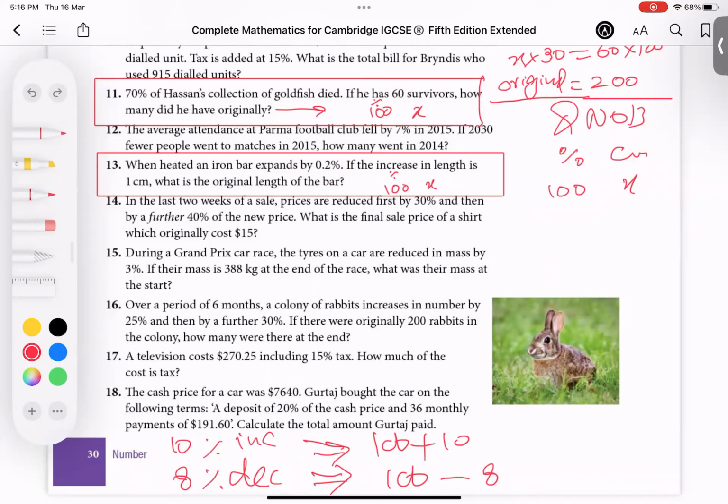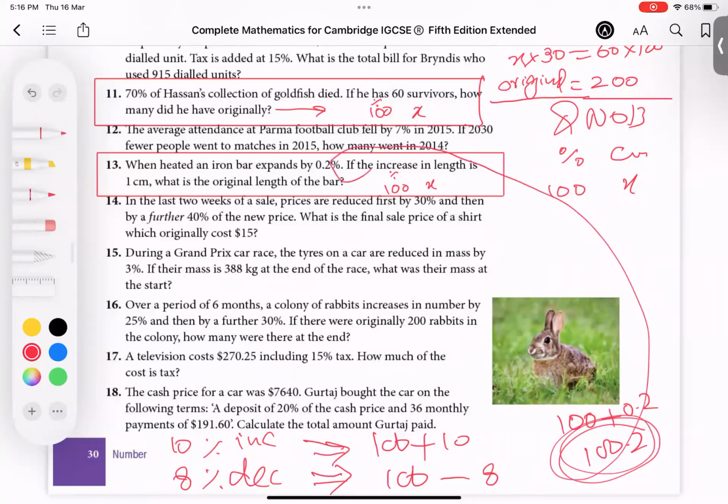He said the iron bar expanded by 0.2%, and if this increase is 1, this increase is 1. So the thing is very important. Do I need to add 102? No, not at all. It becomes 100.2 only if he gives you the new increased length. But he said no. How much increase? The increase of 1 centimeter. So I will write here 0.2 and 1. I think you got my point.